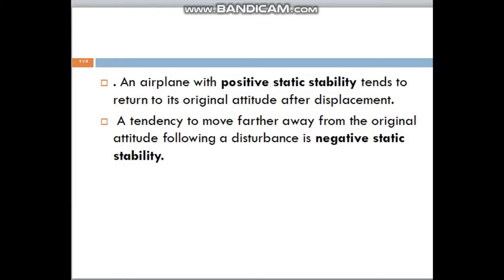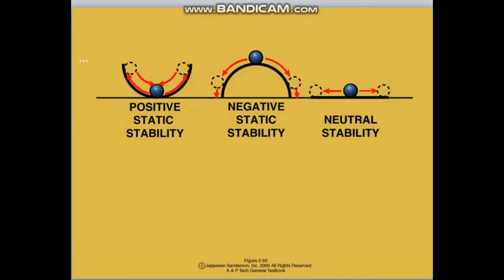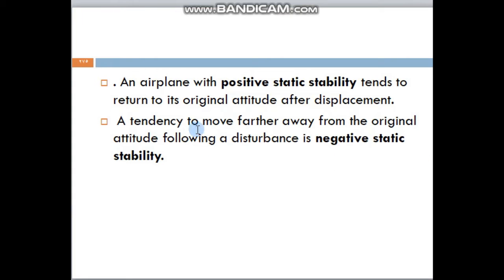What does that mean? What we see here will illustrate it. This is positive static stability, where the airplane returns to its position, as we talked about before. But negative static stability, as we see here, is a tendency to move farther away from the original attitude.